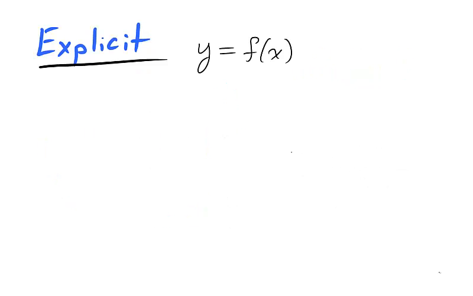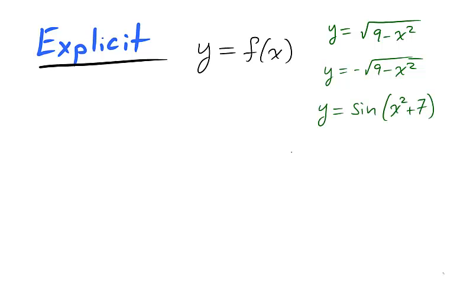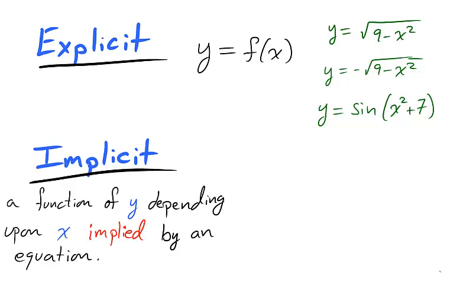When a function is written in the form y equals f of x, where the y variable only appears on the left-hand side, we say that the function f is explicitly described. The equations of the top semicircle and bottom semicircle are written explicitly. In fact, every function we've encountered before today has been explicitly defined. When a function is hidden in an equation, that is, a function of y depending upon x, which is implied by the equation, we say that the function is implicitly described.